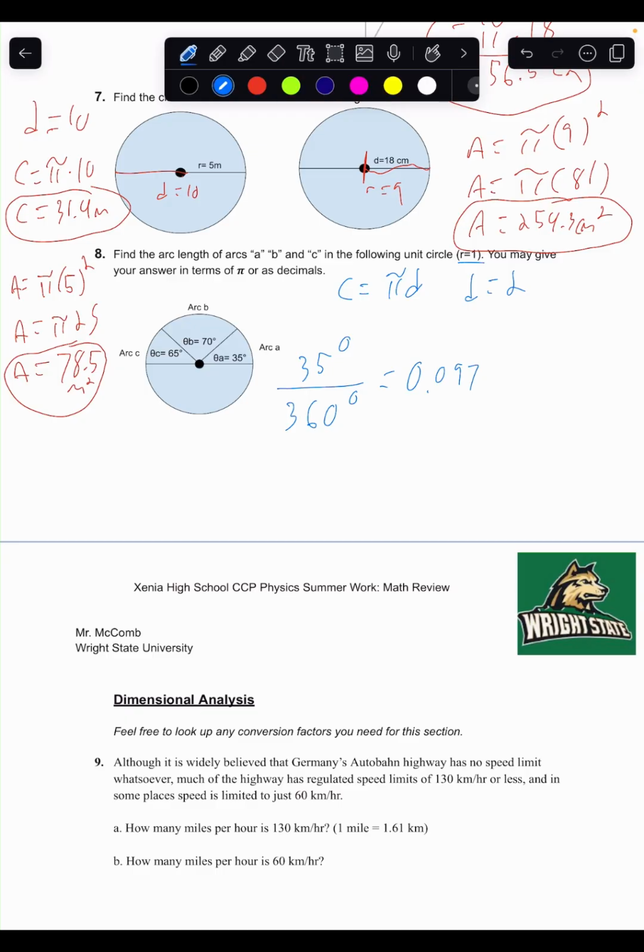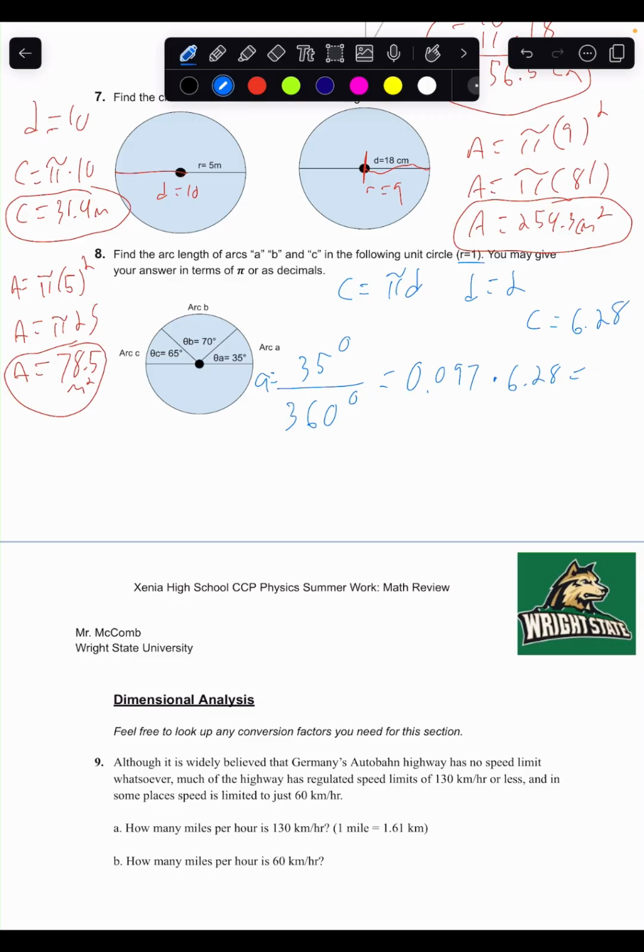So 9.7% of the whole circle. And then I can just multiply that by the circumference, and that gives me my arc length, right? So the circumference is going to be 2 times pi, which is 6.28. So arc A is going to be this times the whole circumference, 6.28, and that'll give me my arc length.